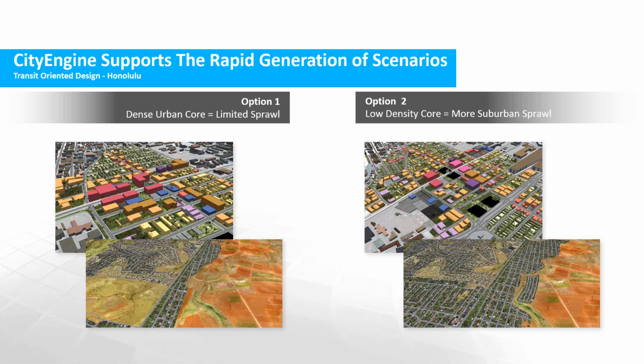The other thing that CityEngine can do is it supports the rapid generation of multiple scenarios. So there's alternative futures analysis of scenarios that you want to accomplish can be done leveraging CityEngine CAD data and even GIS data. So here's an example of a transit-oriented development in Honolulu, and you see a couple of options here. We receive engineering documents, and we're easily able to model these up, write some procedural rules for option number 1 to show what would the city look like if we limited sprawl.